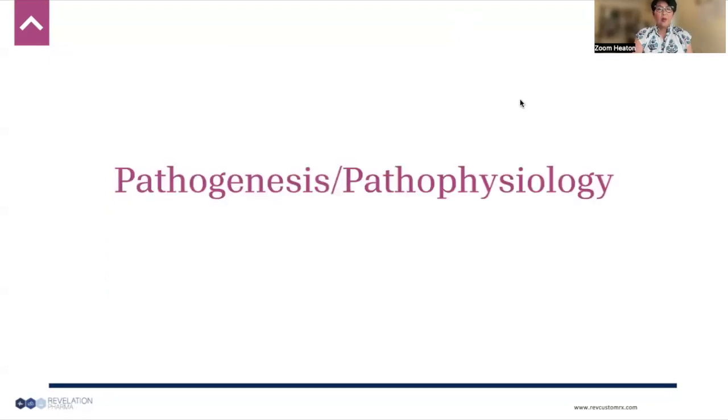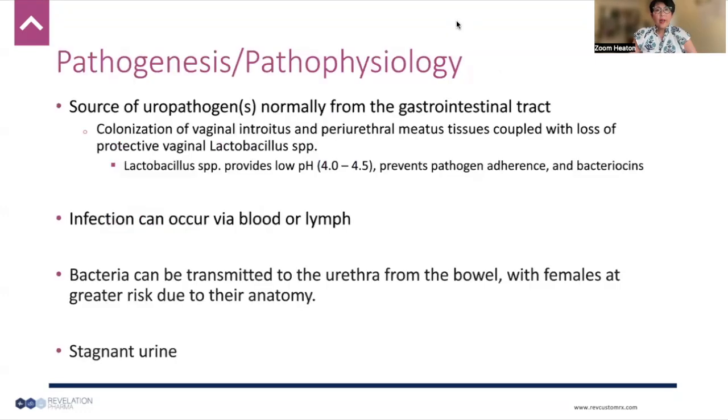And now we're going to go into the pathogenesis, pathophysiology, how UTIs come about. A urinary tract infection is caused by microorganisms in the urinary tract, and most of these bacterial organisms are from the GI tract. Some causative bacteria include E. coli, which is responsible for about 85% or more of cases, followed by Klebsiella species and Staphylococcus saprophyticus.